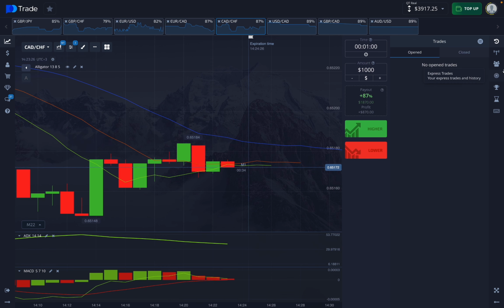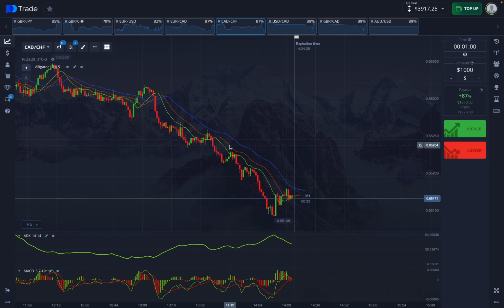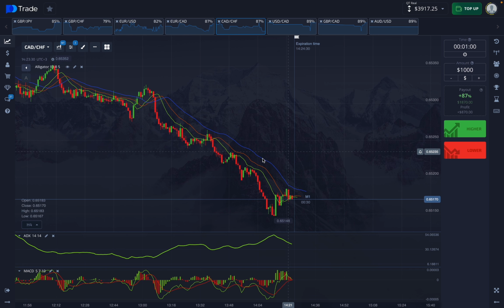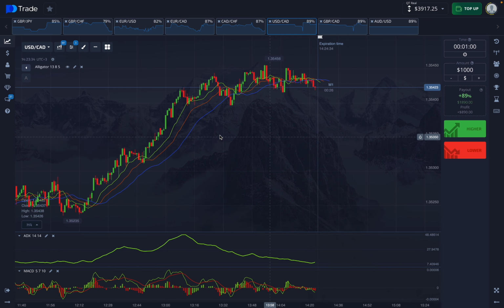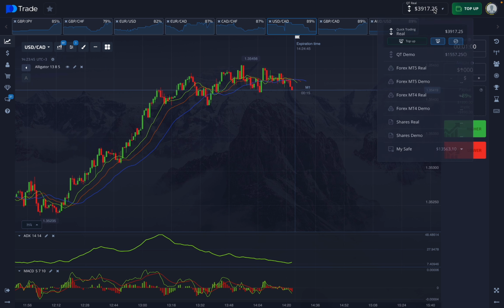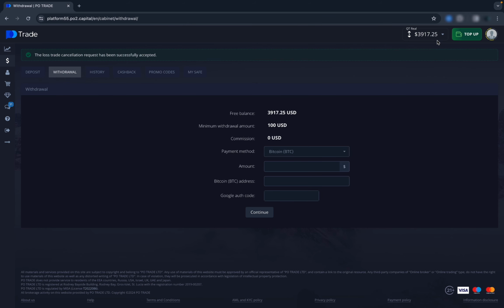There was quite an interesting entry into the deal here. I think you understand the principle of working with data and indicators. Let's get to the conclusion. So we started, I think, with 1,500, right? And our profit for today is 2,400. Let's withdraw it.